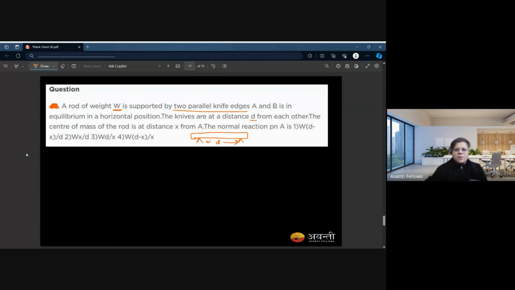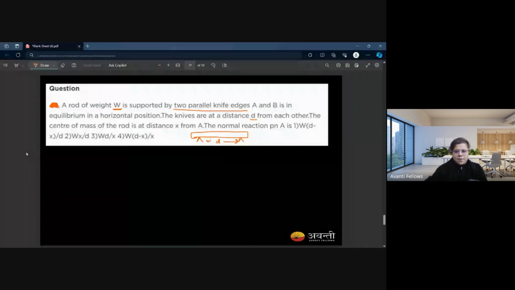The center of mass of the rod is at distance x from A. This is A knife edge, this is B knife edge, and the distance of the center of mass from A is x. You need to find out the normal reaction at A.